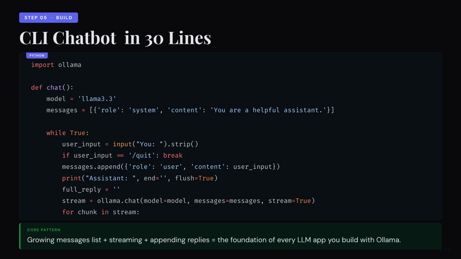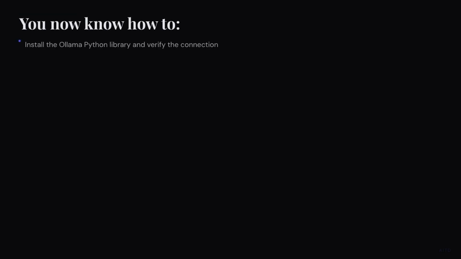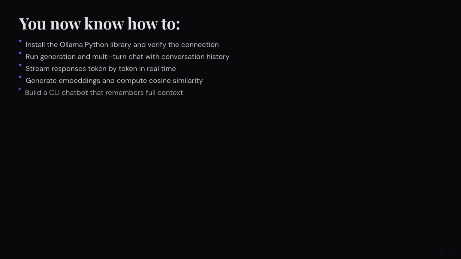You have now connected Python to a locally running language model. You can generate text, hold multi-turn conversations, stream responses in real time, create embeddings, and build a chatbot that remembers context. All of it runs on your own machine, completely private.